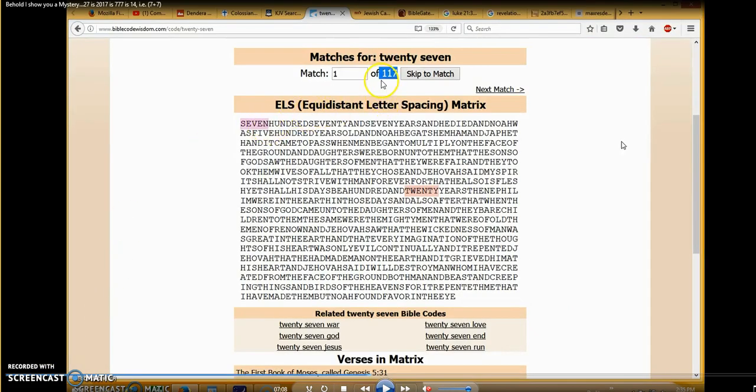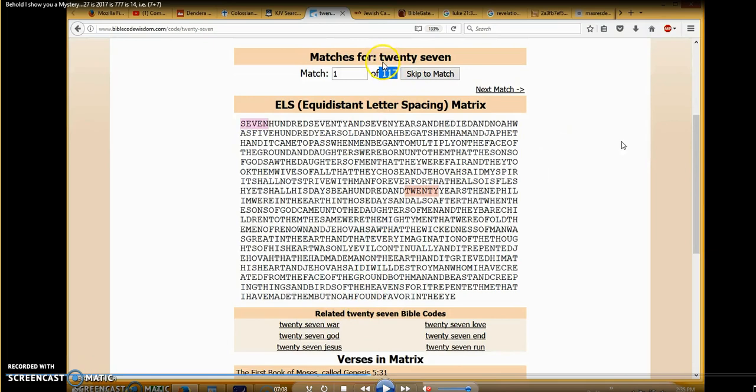Okay, so here's the table that I did on the number 27, which confirms that 2017 is represented by the number 27. This was in a video called Behold, I Show You a Mystery. 27 is 2017, is 7, 7, 7 is 14, i.e. 7 plus 7. So all these numbers refer to the year 2017, which is the year that we're still in up until Nisan 1, according to God's calendar.